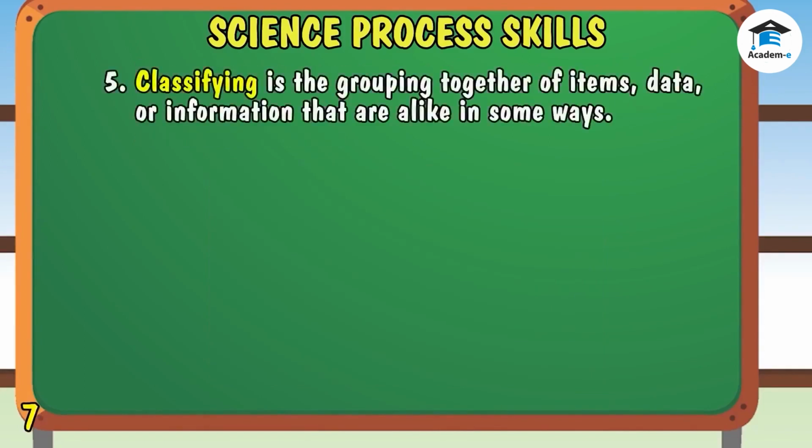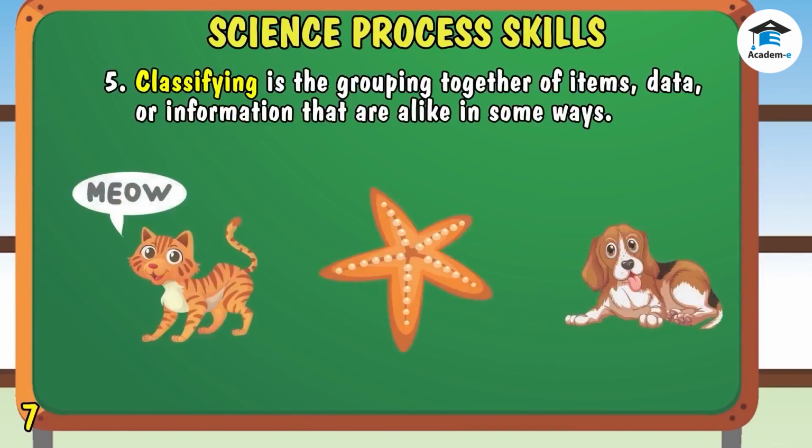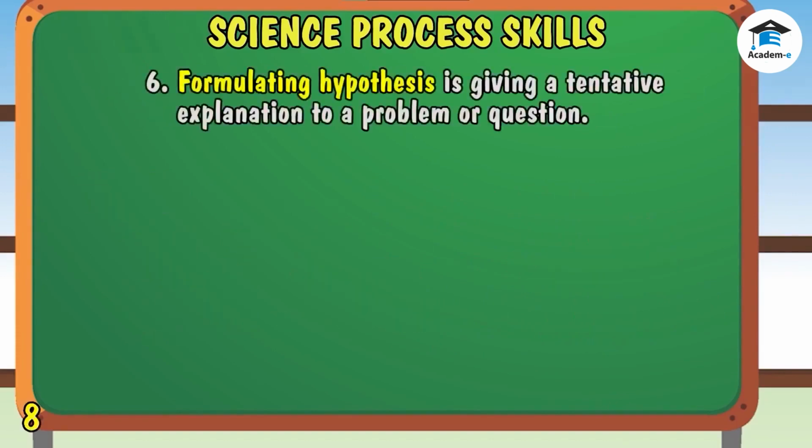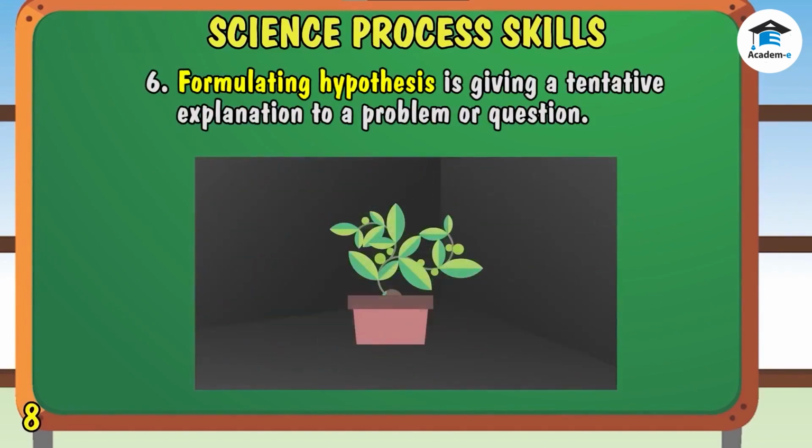5. Classifying is the grouping together of items, data, or information that are alike in some ways. Now, try to classify the following animals whether they are vertebrates or invertebrates. Good job! The starfish is invertebrate while the dog and cat are vertebrates. 6. Formulating hypothesis is giving a tentative explanation to a problem or question. Try to make a hypothesis. If a plant is covered in the dark for days, what would happen? That's correct. One hypothesis is that it will wilt.